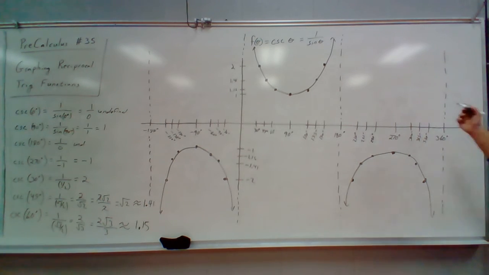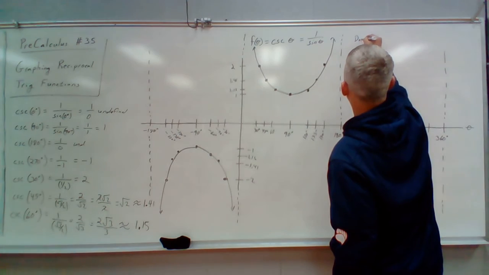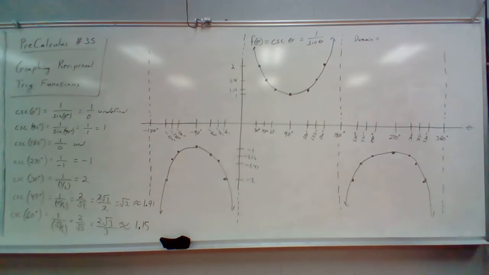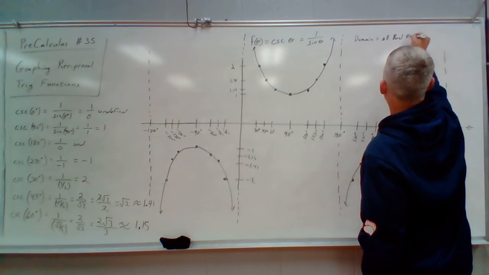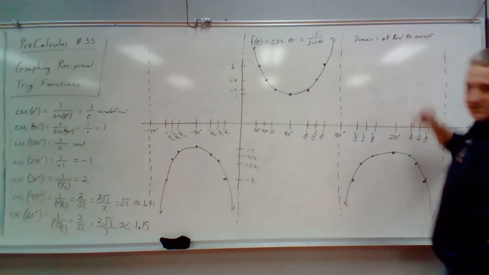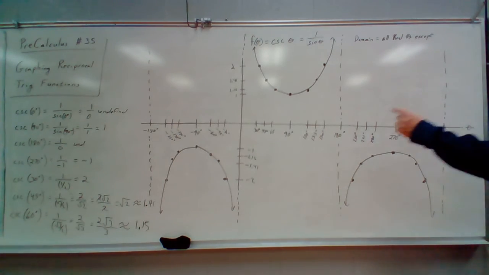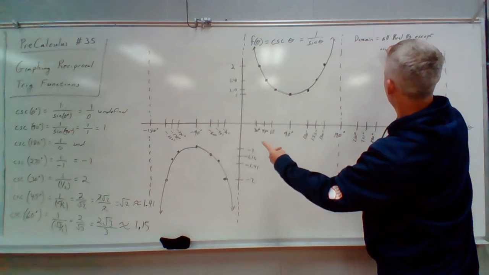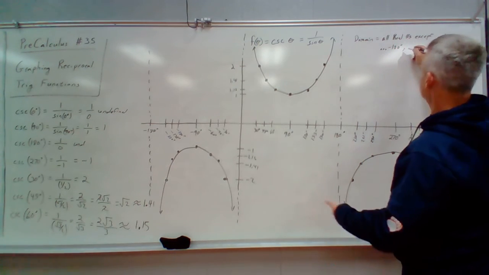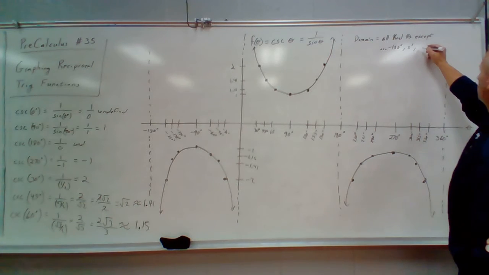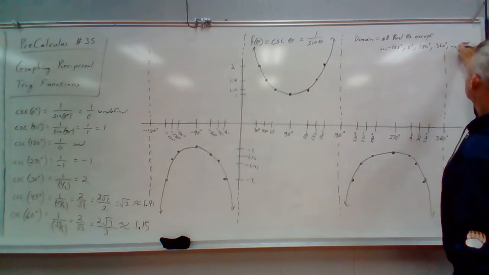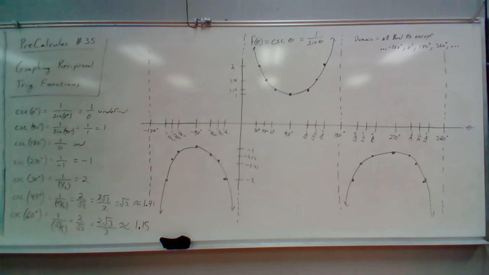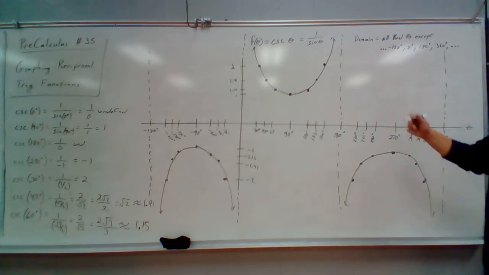What is the domain of this function? So the domain, all the theta values that I can plug in. So it's all real numbers except what? So what can we not plug in? Well, we can't plug in negative 180 degrees, 0 degrees, 180 degrees, 360 degrees, and so on. So all those multiples of 180.